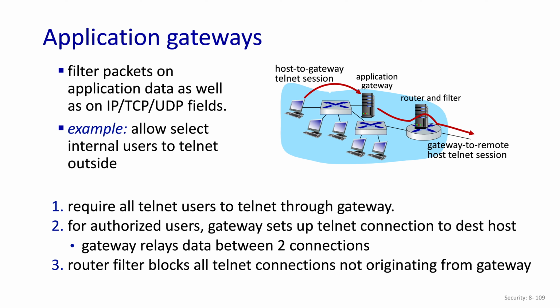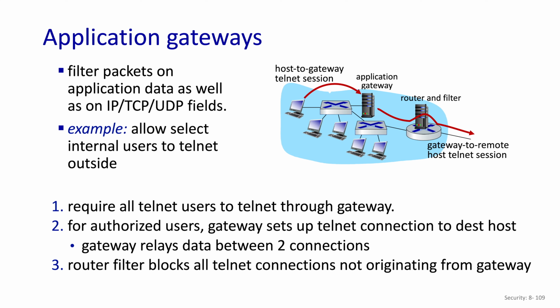So in this example, we want to allow some users to telnet outside. So it's going to require all the telnet users to telnet through a gateway. Instead of telnetting directly to their outside address, which would be blocked by the firewall, they have to connect through the gateway. And if the user is authorized, the gateway sets up the telnet connection to the destination host. So this application gateway is always going to sit in the middle of the connection from a TCP perspective. The host established a TCP session with the application gateway.